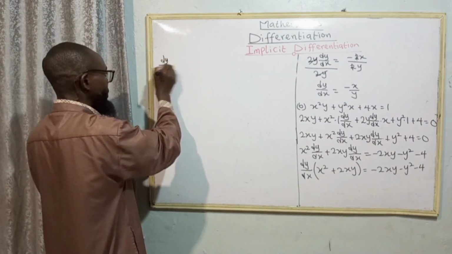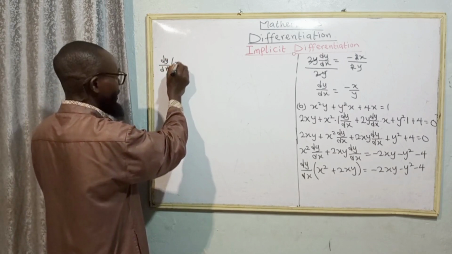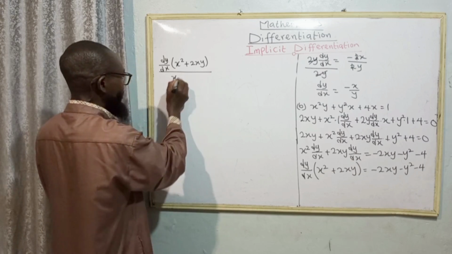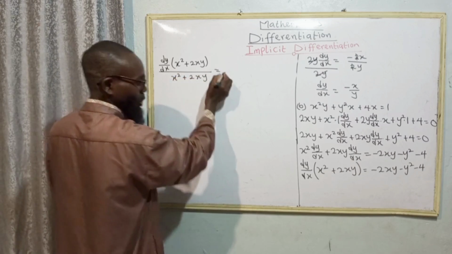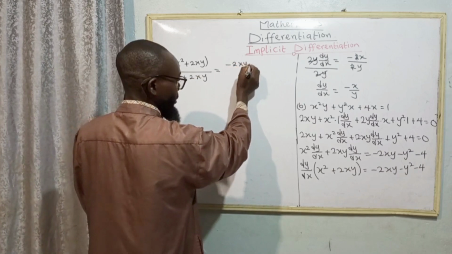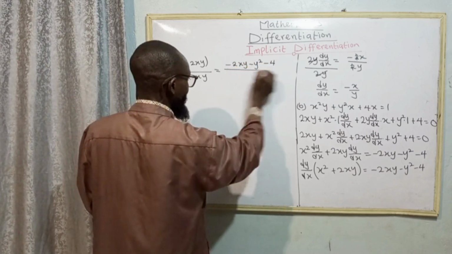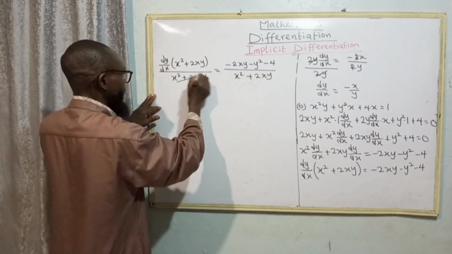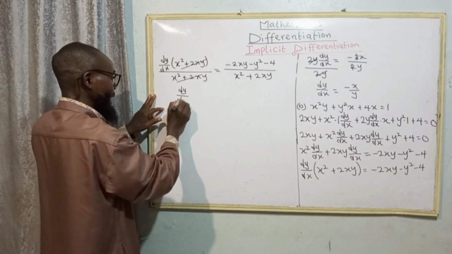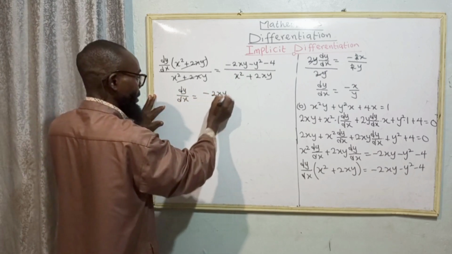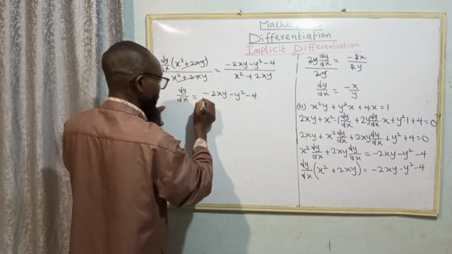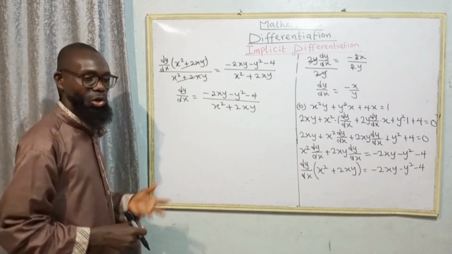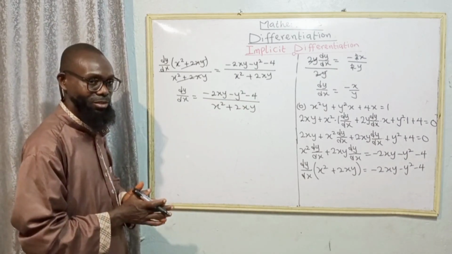So, dy/dx in brackets, x squared plus 2xy, divided by x squared plus 2xy, is equal to minus 2xy minus y squared minus 4 divided by x squared plus 2xy. So this cancels this. So dy/dx is equal to minus 2xy minus y squared minus 4 divided by x squared plus 2xy. So this is the dy/dx when differentiating implicitly.